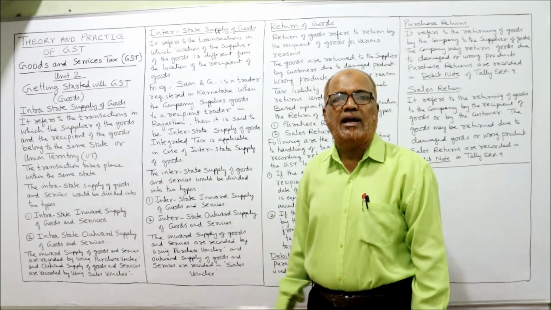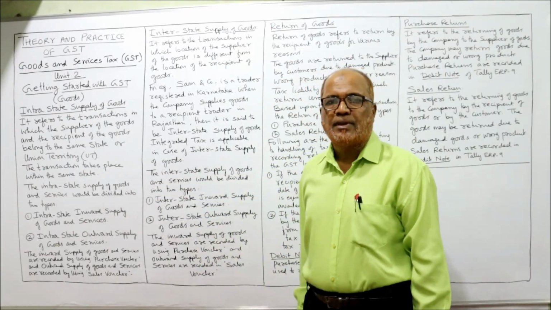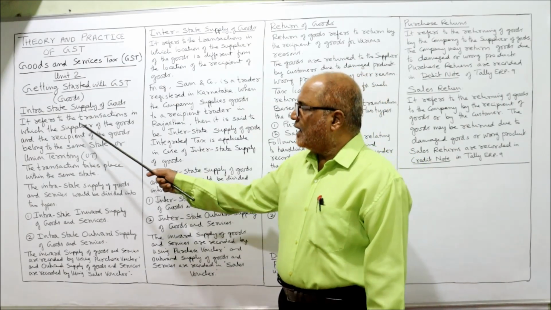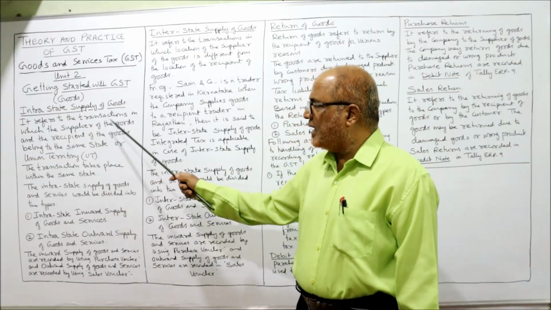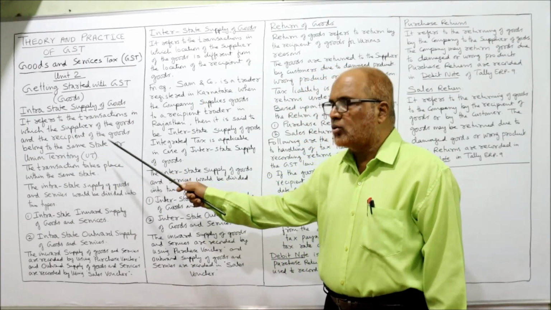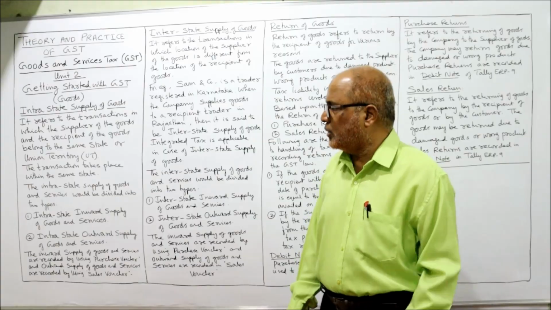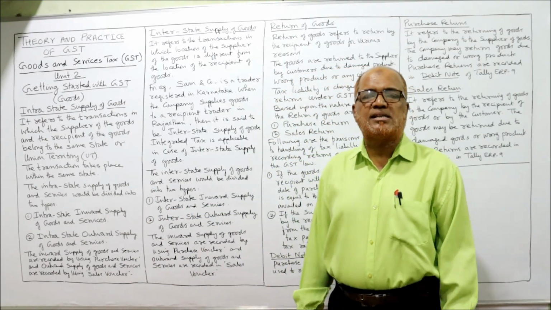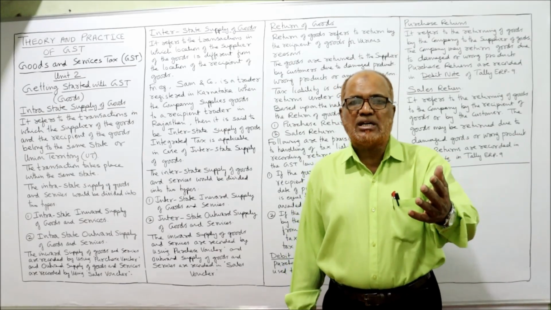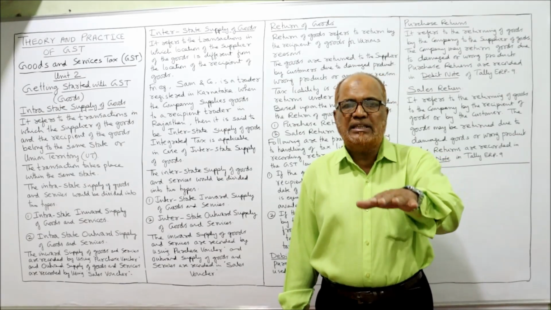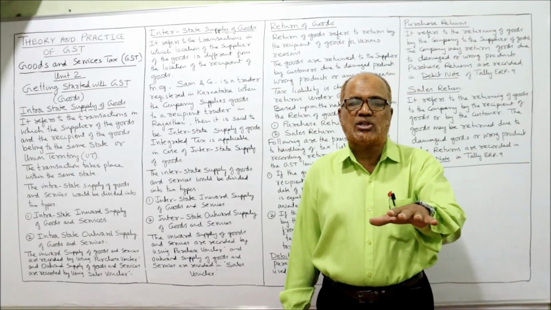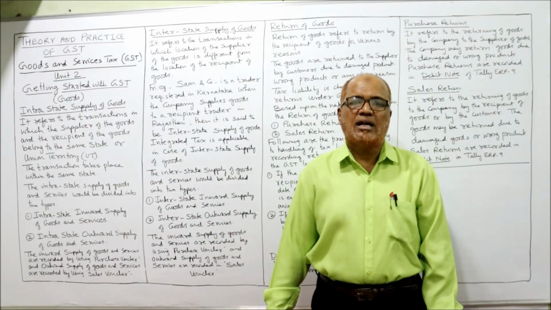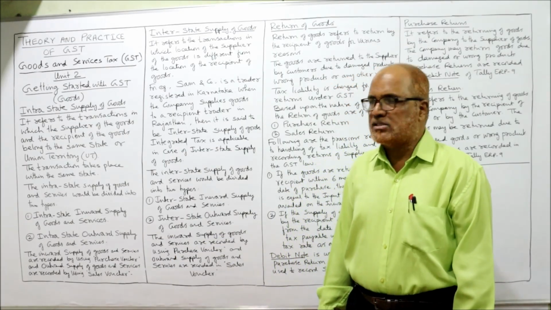So if both the supplier and recipient belong to the same state or same union territory, it is called intrastate supply of goods and services. So here it refers to the transaction in which the supplier of the goods and the recipient of the goods belong to the same state or union territory. Just now I told. Now the transaction takes place within the state. In simple words, we can say the selling and purchasing both are done within the same state or within the same union territory. That is called intrastate supply of goods and services.